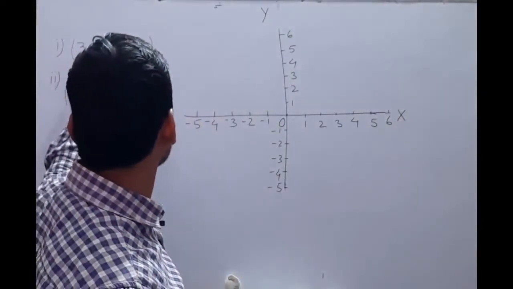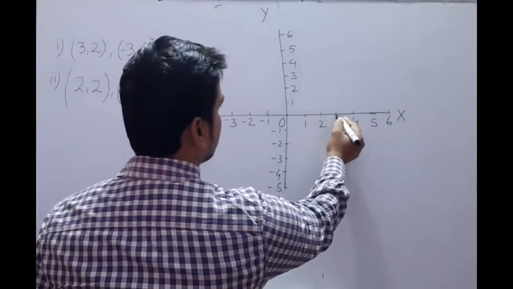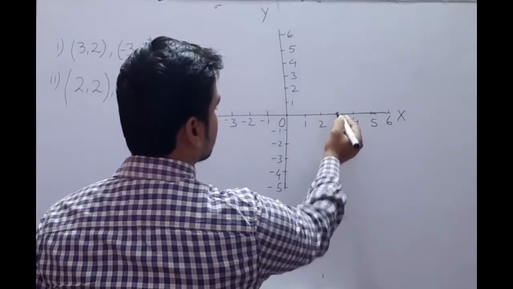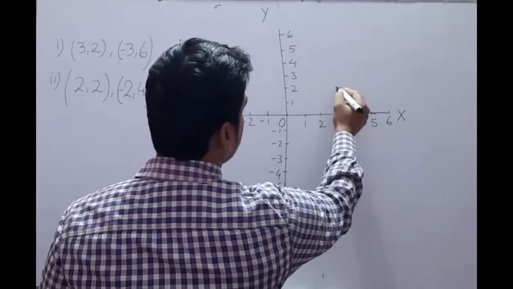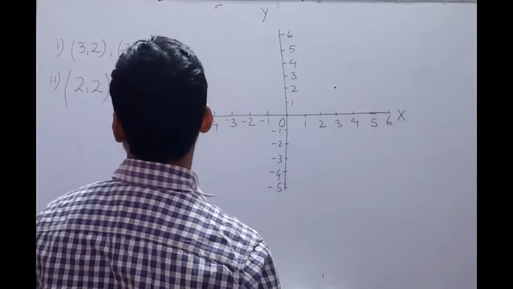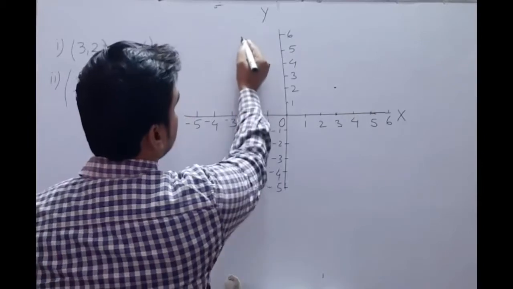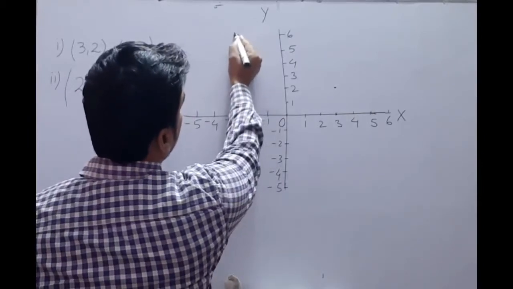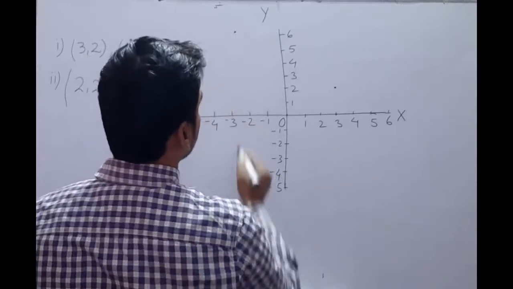Now I believe you all know how to plot these coordinates on the graph. The first one is (3, 2). So 3 denotes the value on the x-axis, and 2 on the y-axis. So 3 and 2, this point comes here. The second one is -3 and 6. Now what we do is join these.